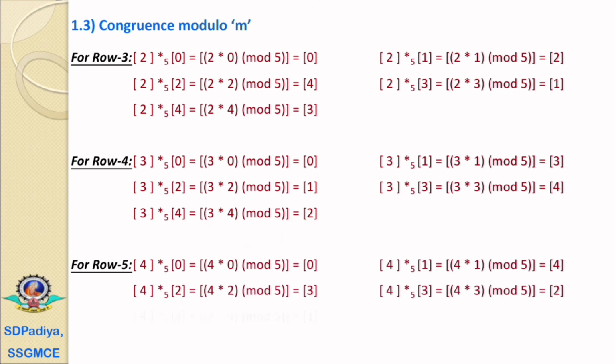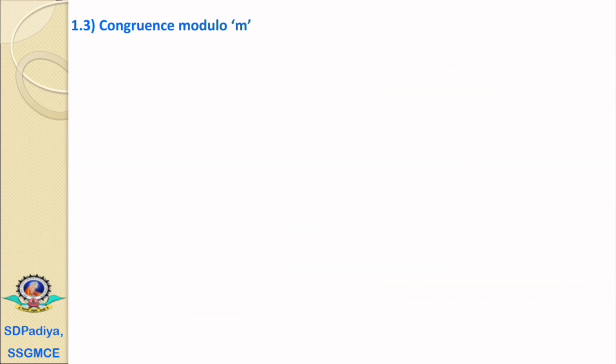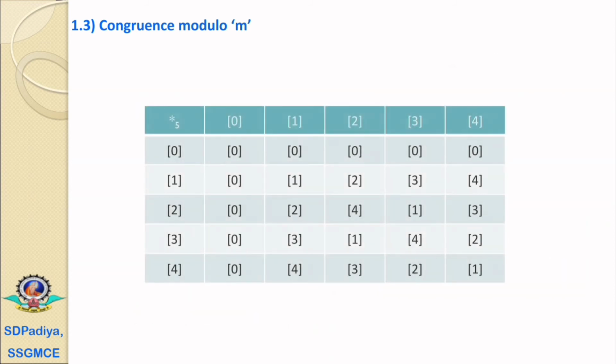Same for the last row, when i equals 4: 4 into 0 is 0, 0 mod 5 is 0. 4 into 1 is 4, and 4 mod 5 is 4. 4 into 2 is 8, 8 mod 5 is 3. 4 into 3 is 12, 12 mod 5 is 2. And the last is 4 into 4 equals 16, 16 mod 5 is equal to 1. If we put all the values in this composition table, now we can check them one by one.